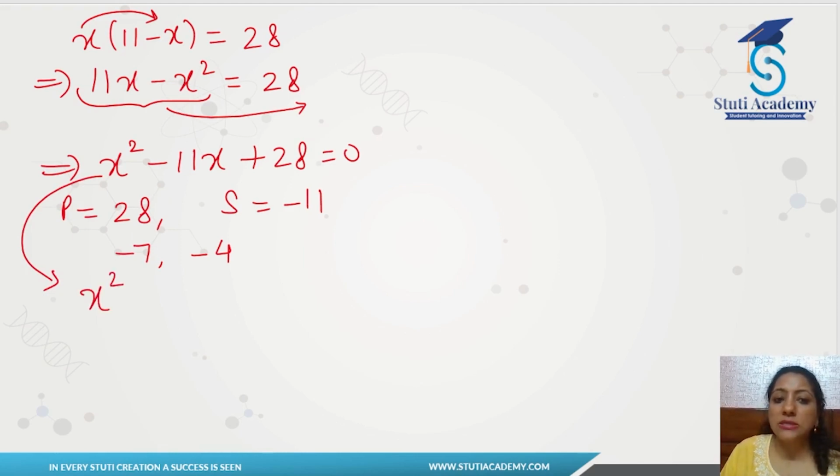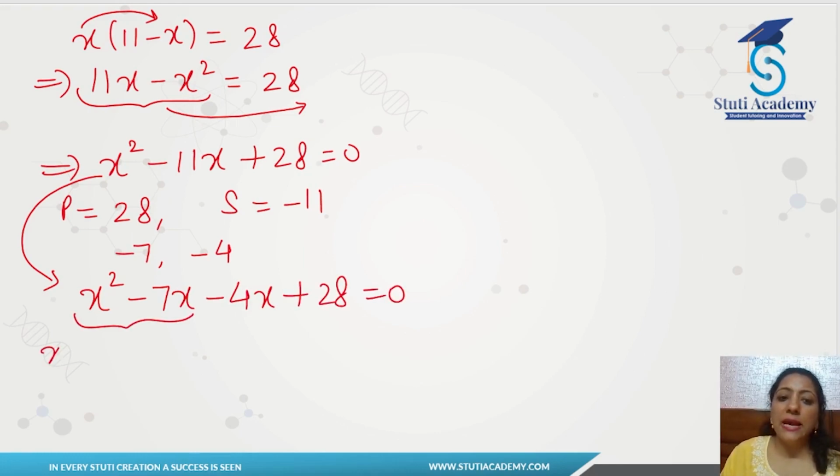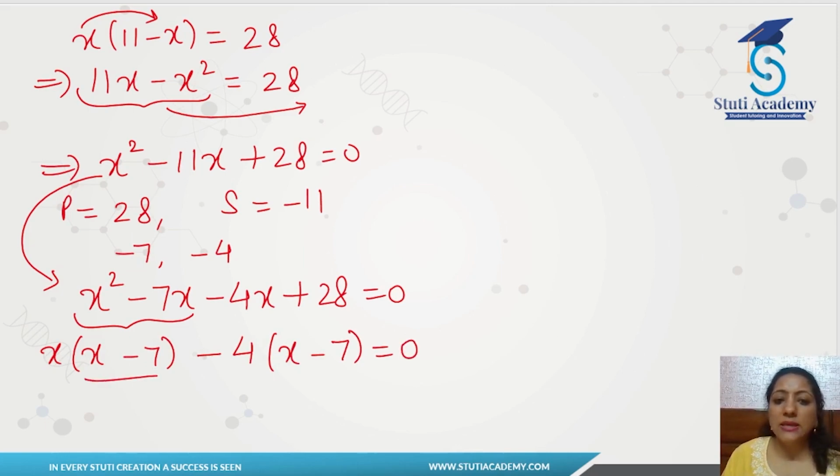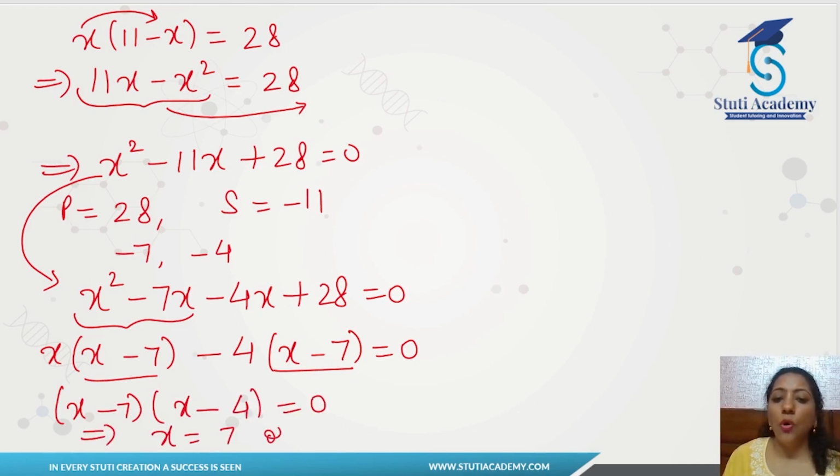Now we will get here x square minus 7x minus 4x plus 28 is equal to 0. Now if we take x common, we'll be having x minus 7 here. If we take minus 4 common here, we'll get x minus 7 again. Now x minus 7 is common here, and then we have x minus 4. So from here we can say either x is 7 or x is equal to 4.